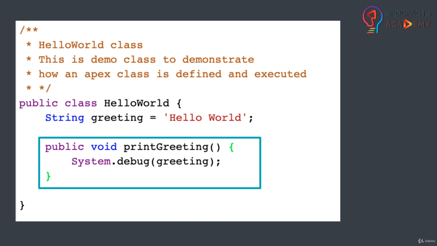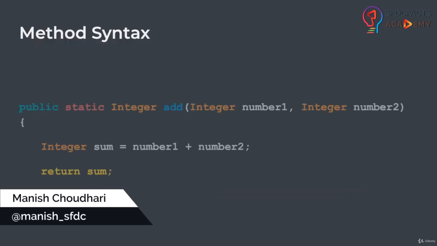Now here we are going to do a deep dive into method syntax, like how you can declare and define a method, and what are the key things that you need to know before you define a new method. So this is how the syntax of a method looks like.